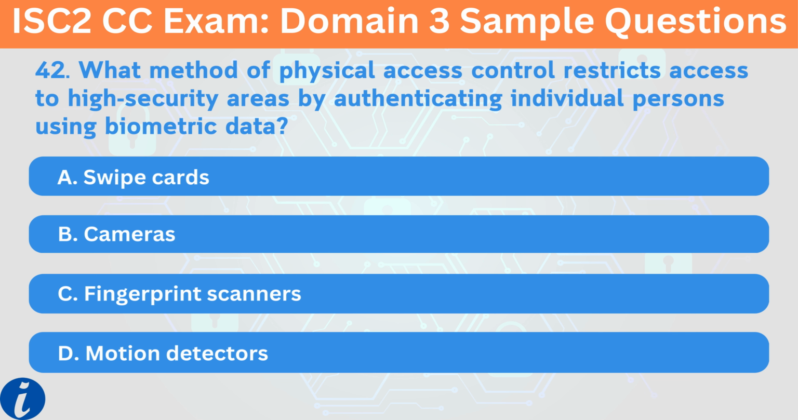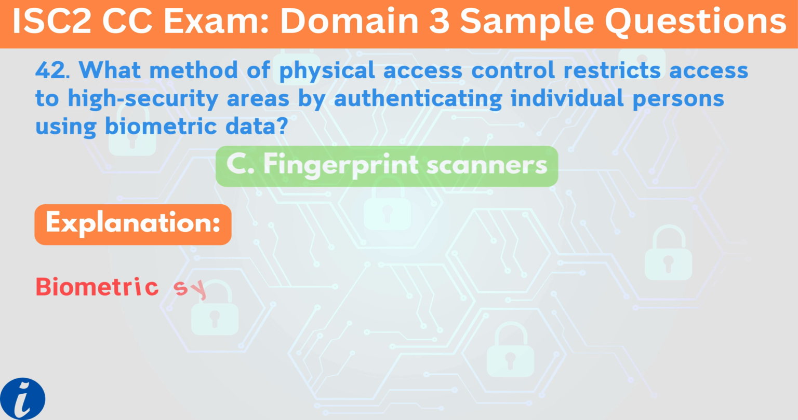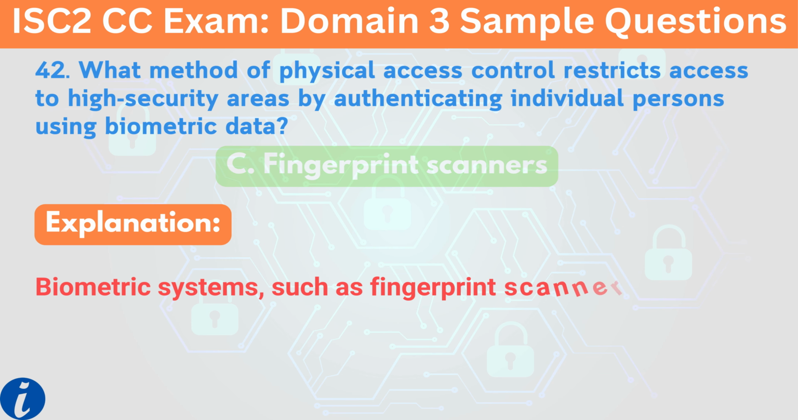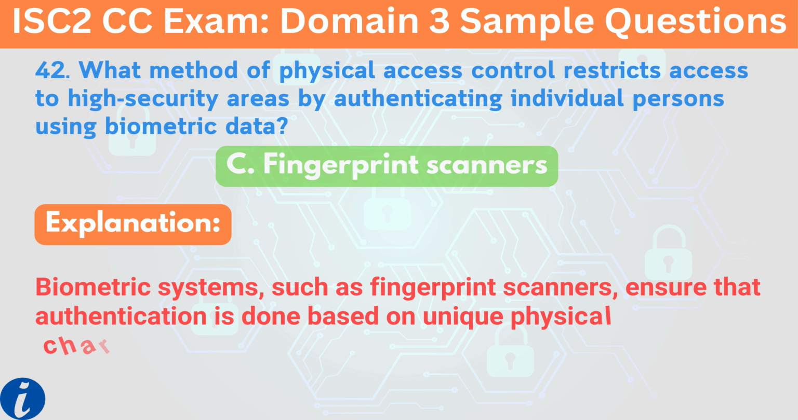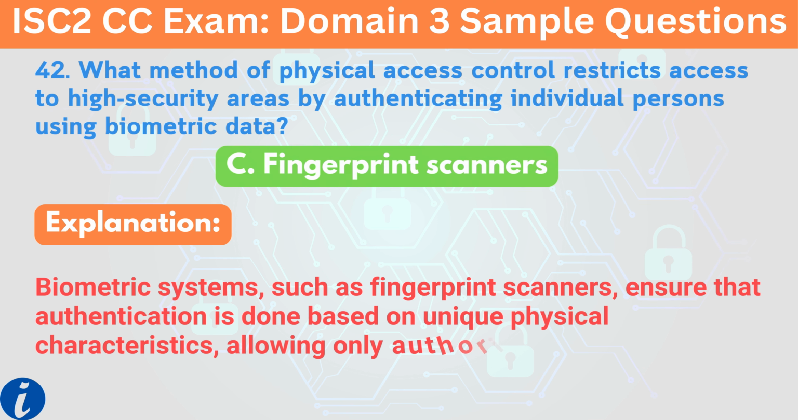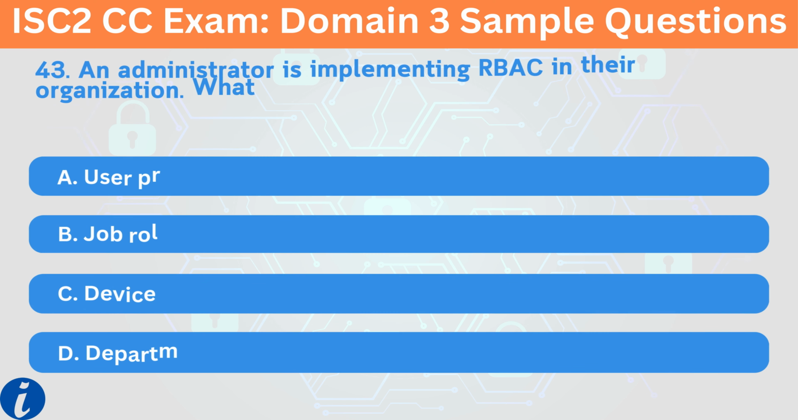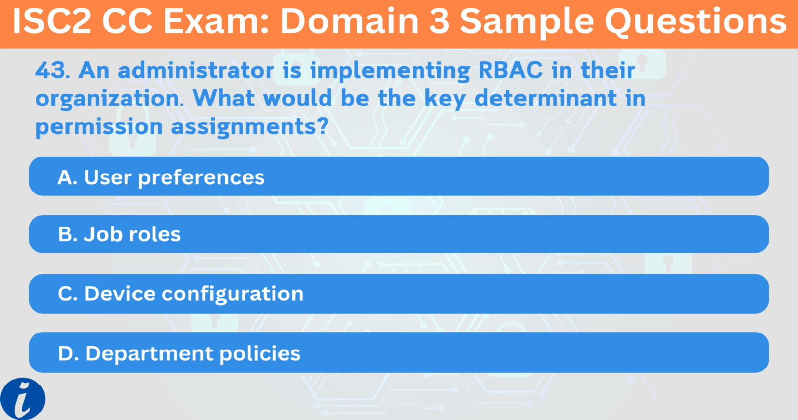42. What method of physical access control restricts access to high-security areas by authenticating individual persons using biometric data? A. Swipe cards. B. Cameras. C. Fingerprint scanners. D. Motion detectors. The correct answer is C. Fingerprint scanners. Explanation. Biometric systems, such as fingerprint scanners, ensure that authentication is done based on unique physical characteristics, allowing only authorized access.